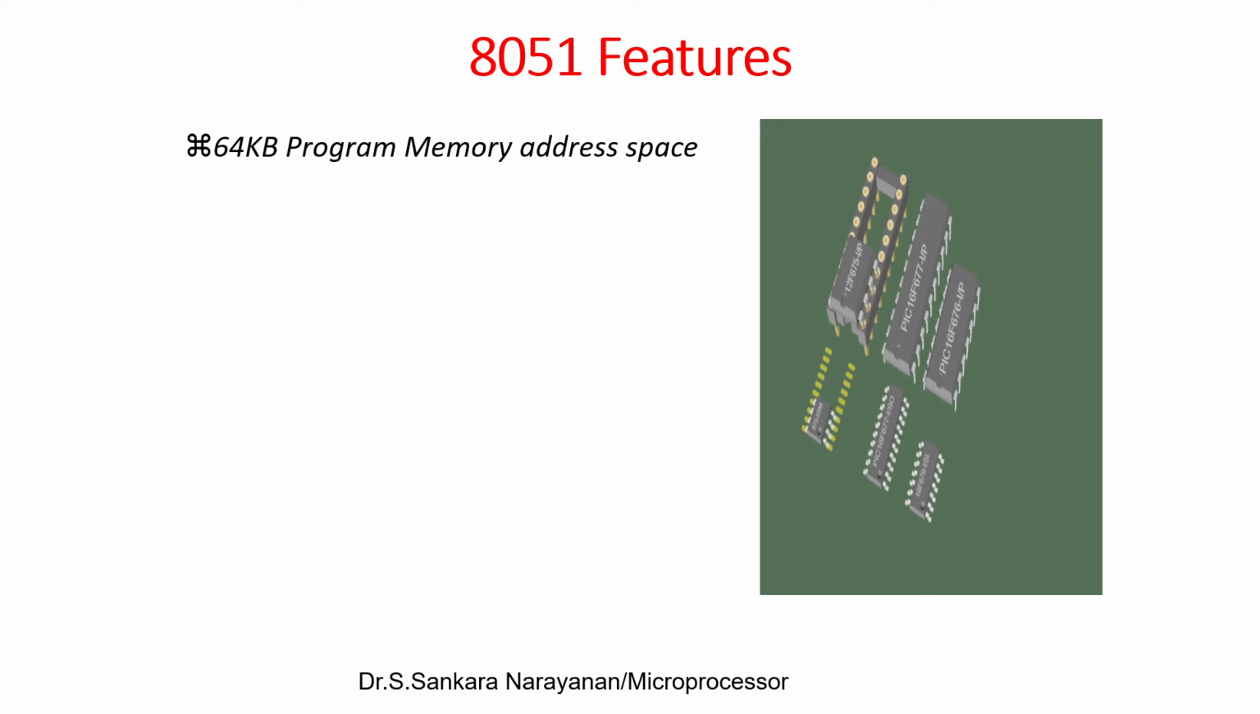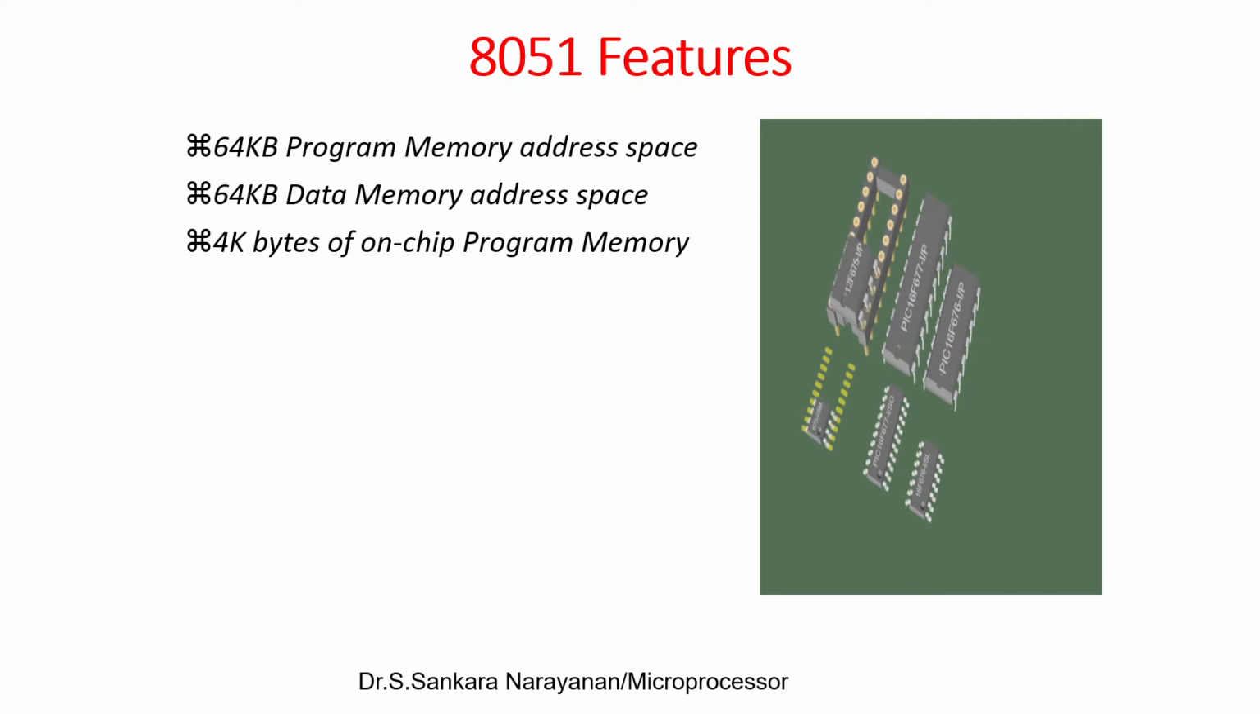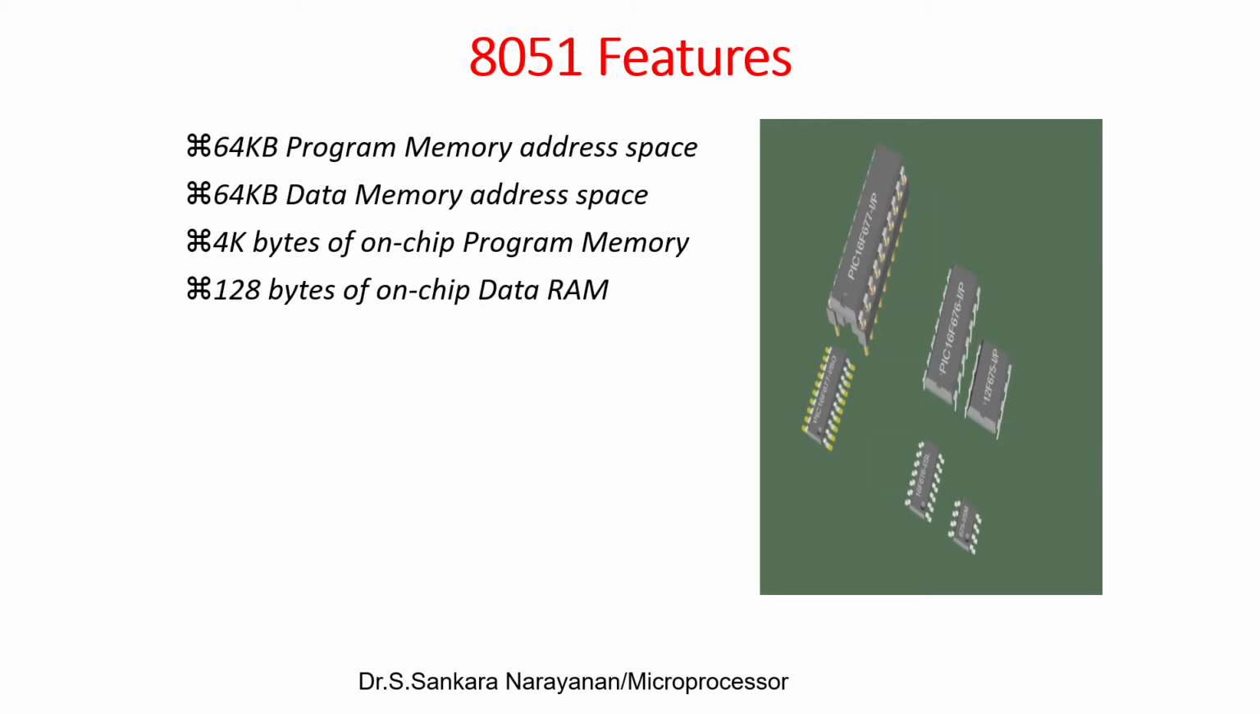And these are the features. It contains 64 KB program memory address space and 64 KB data memory address space, and 4 kilobytes of on-chip program memory. The other name for program memory is ROM, read-only memory. So the 8051 contains 4 kilobytes of on-chip program memory and 128 bytes of on-chip data memory. The other name for data memory is RAM, random access memory.